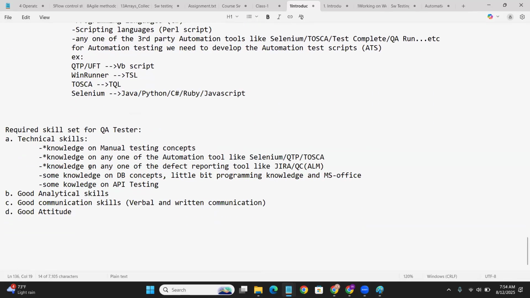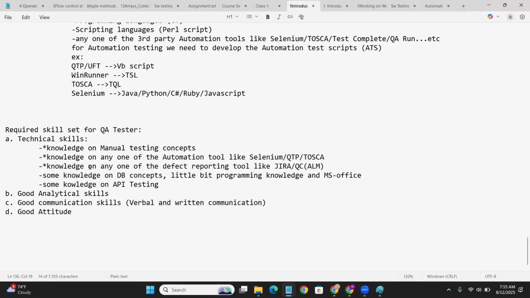So technical skills are knowledge of manual testing concepts. Knowledge of any one of the automation tools like Selenium, QTP, Tosca. Knowledge of any one of the defect reporting tools like Jira or Quality Center or ALM. The first three are mandatory if you want your resume shortlisted. In India, I am saying that this type of skill set is mandatory. Without knowledge of automation, nowadays it is difficult to get your resume shortlisted.